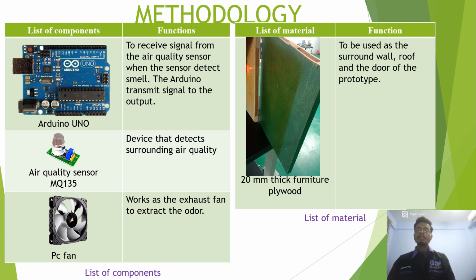The first component is the Arduino Uno. It is used to receive signals from the air quality sensor. When the sensor detects smell, the Arduino transmits a signal to the output. The next one is the air quality sensor MQ135, a device that detects surrounding air quality. Next is the PC fan, which works as the exhaust fan to extract the odor. The material is 20 mm thick furniture plywood, used as the surrounding wall, roof and door of the prototype.